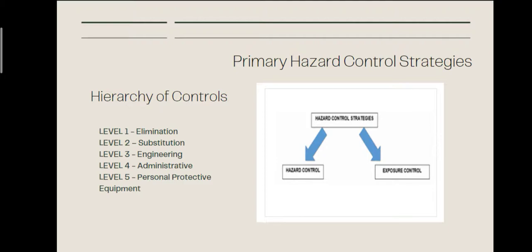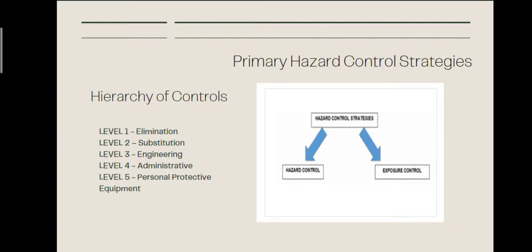Level 1, which is the elimination. Level 2 for the substitution. Level 3 engineering. Level 4 administrative. Level 5 personal protective equipment. To emphasize, the hierarchy starts with the level 1 controls, which are perceived to be the most effective, and moves down to those considered less effective. It flows as follows.